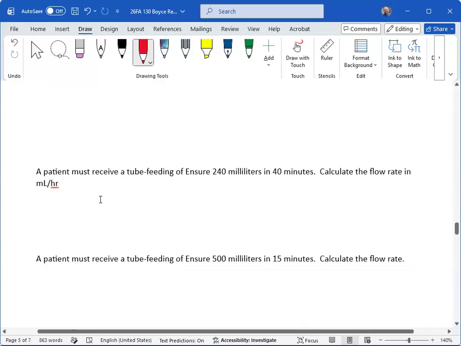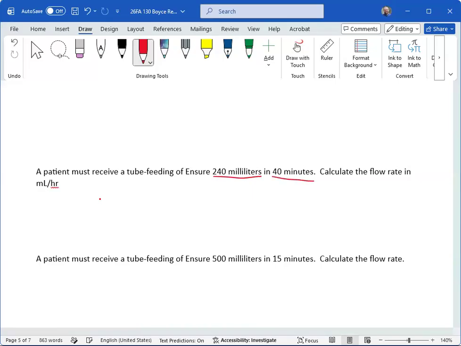Now, sometimes they might give you information where they give you milliliters, which you're used to seeing, but it might say minutes. And so sometimes that can throw some people off because we're still looking for mL per hour. Even if it doesn't tell you to calculate mL per hour, that's what you're calculating whenever they're asking for a typical flow rate or infusion rate. So what do I do? Again, I'm going to take my 240 mL, this time over 40 minutes.